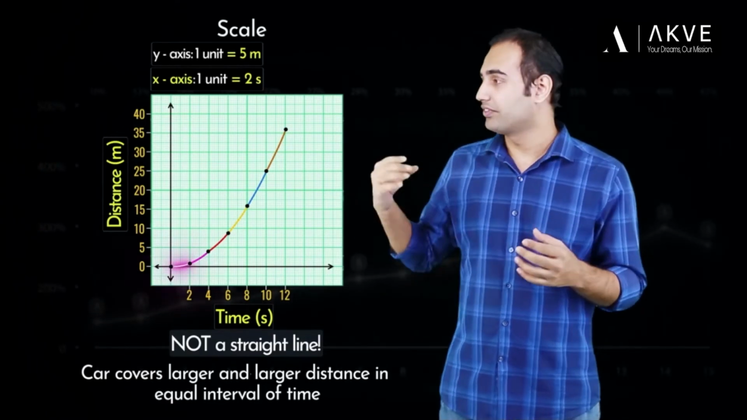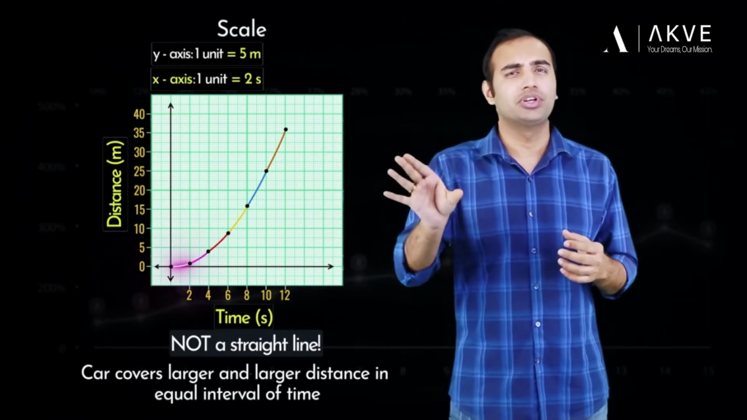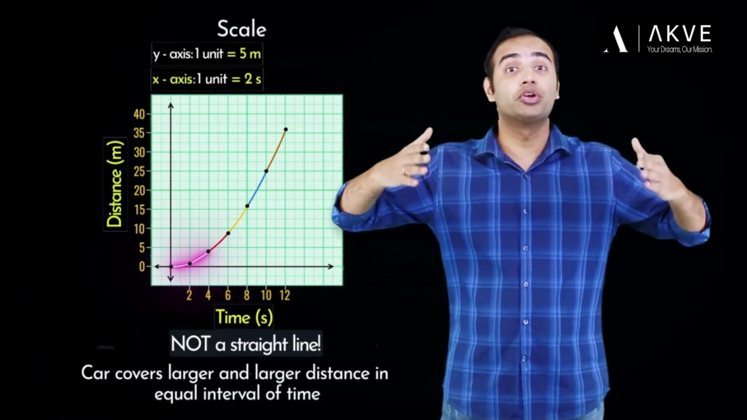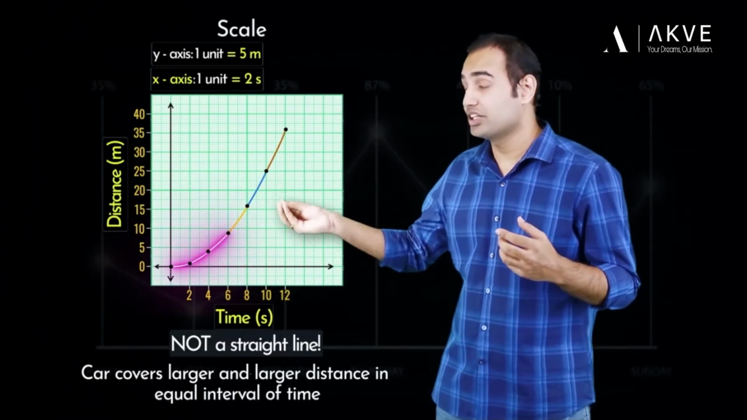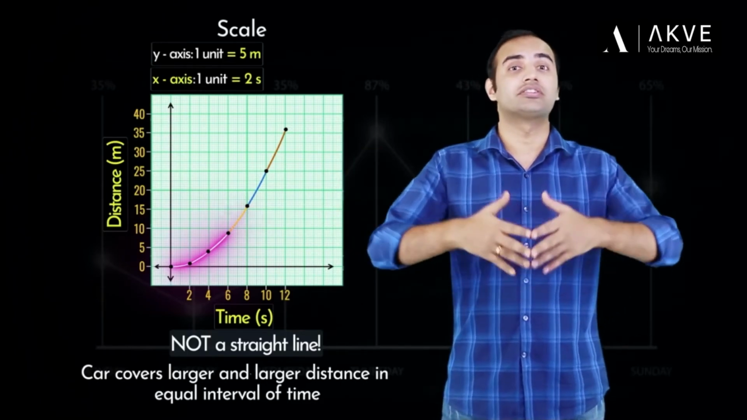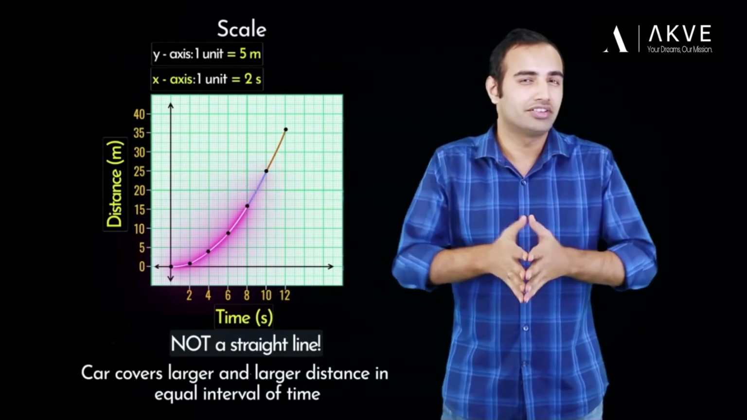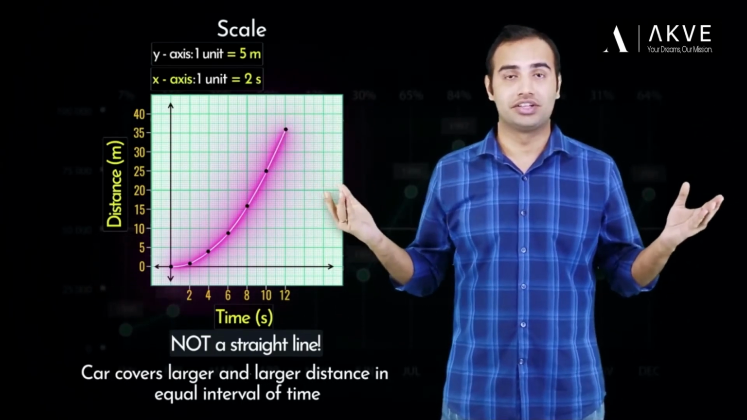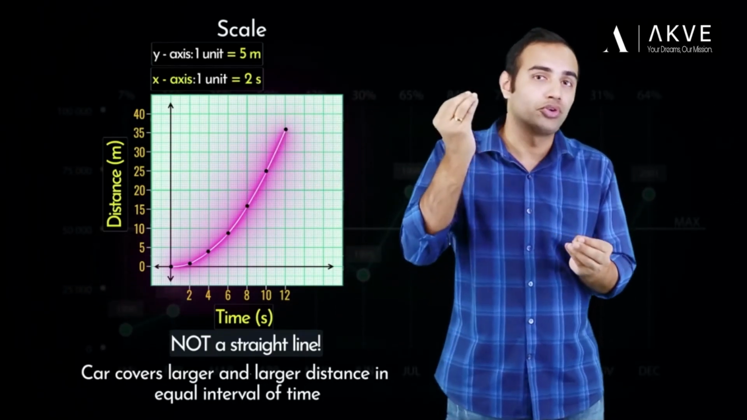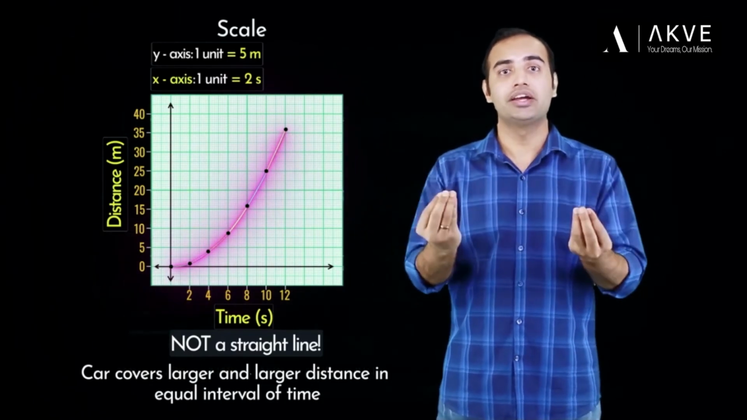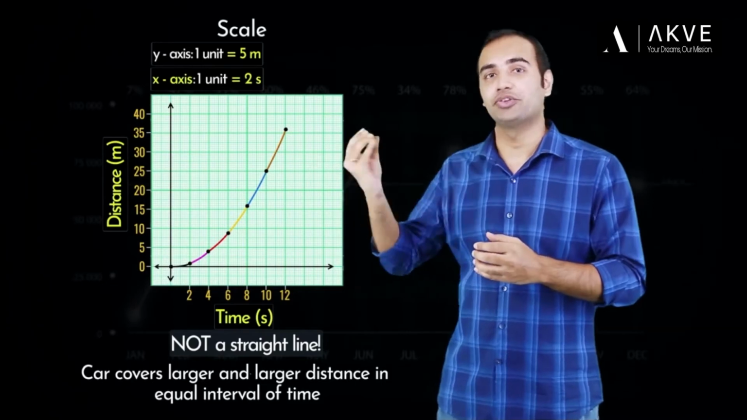As you can see, in the first 2 seconds, the car covers only 1 meter of distance. But in the next 2 seconds, the car covers 4 meters of distance. And in the 2 seconds following that, the car covers 9 meters of distance. So in equal intervals, the car is covering larger and larger distances. So clearly, this is a case of non-linear variation of distance with time. And that's exactly why we have got a non-linear graph over here.